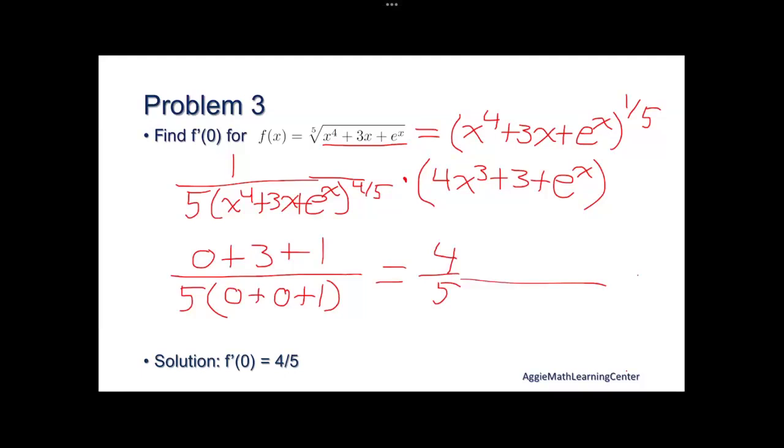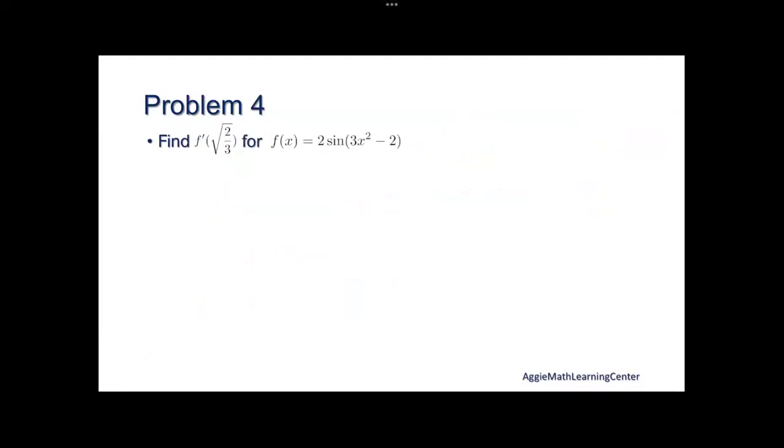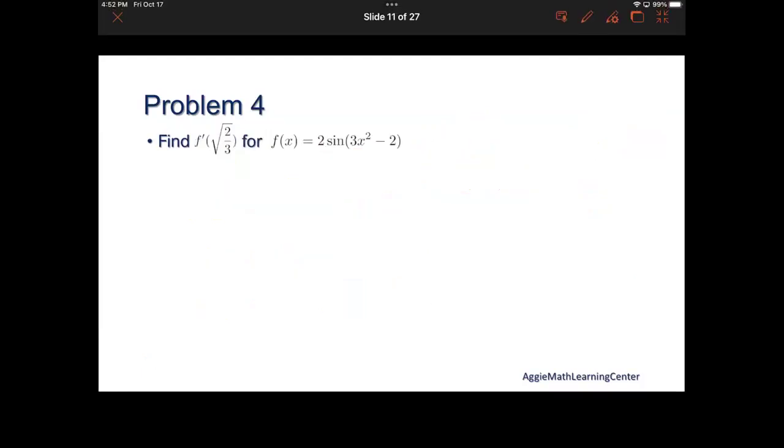Just as a little note, this 0 plus 1 on the bottom is to the 4/5 power. But then 1 to any power is 1, so we can just take it away. Cool. Oh, that's a nasty number, but that's okay.